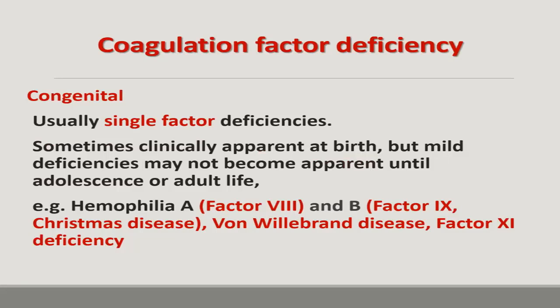Now we talk about coagulation factor deficiency, either congenital, characterized by single factor deficiency. They are clinically apparent at birth, but mild deficiencies, as we said, might not become apparent until later in life, in adolescence or adult life. The most common types of hereditary coagulation disorders are hemophilia A due to factor 8 deficiency, hemophilia B due to factor 9 deficiency, or Christmas disease, von Willebrand disease, and factor 11 deficiency.